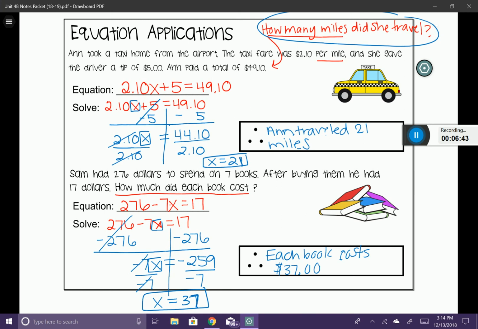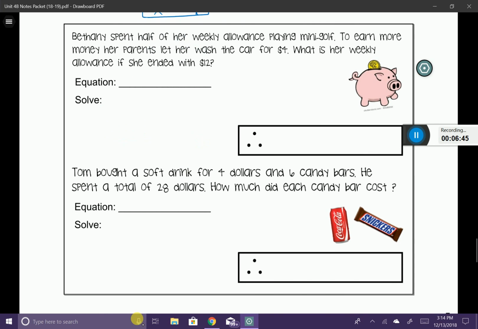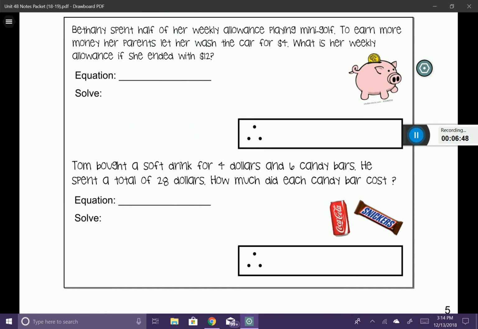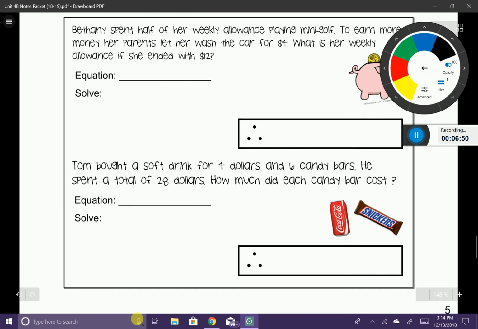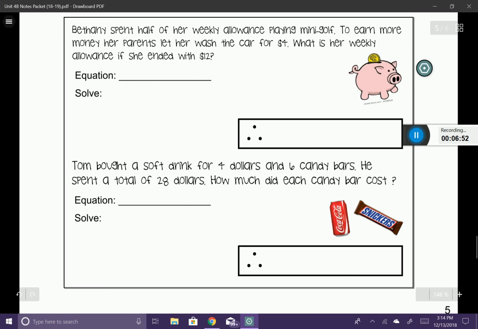All right. I think I have one more. No, I have two more here for you. Let's try another one with a piggy bank. Bethany spent half of her weekly allowance playing mini golf. To earn more money, her parents let her wash the car for $4. What is her weekly allowance if she ended with $12?